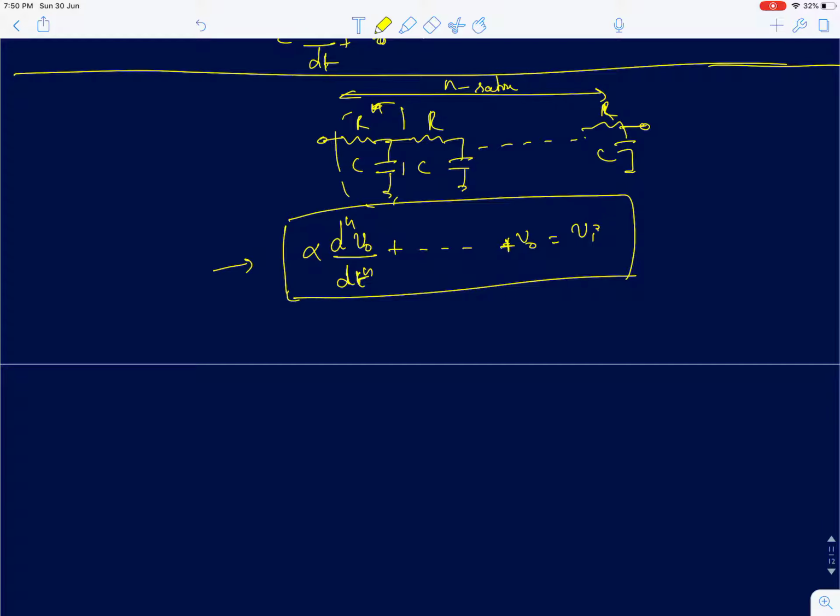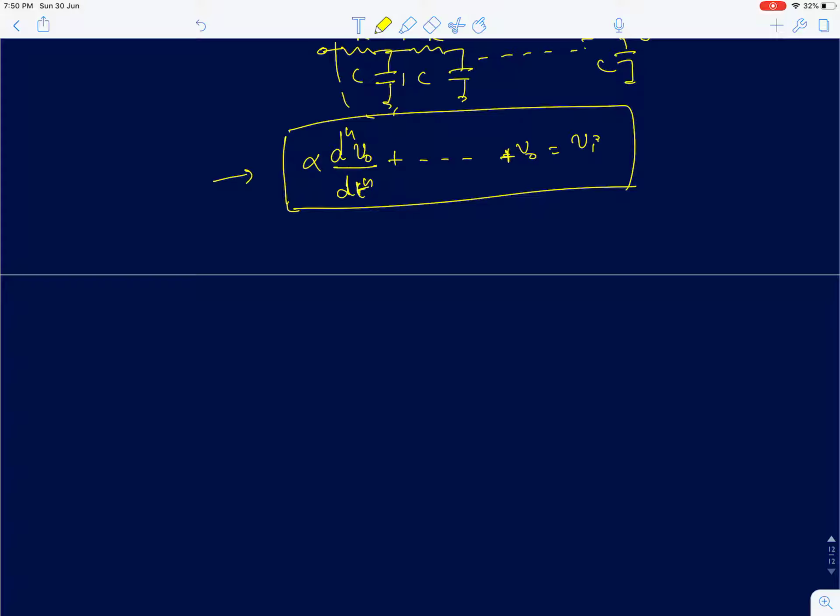If you have taken a basic course on signals and systems, you would know that we go for Laplace transforms. The Laplace transformation for any function x of t is given by x of s equals the integral of x of t times e power minus st dt. By doing this transformation, you can convert linear differential equations to linear polynomial equations, and by solving those polynomials you can obtain the final time domain response in a much easier manner than solving the time domain equation.